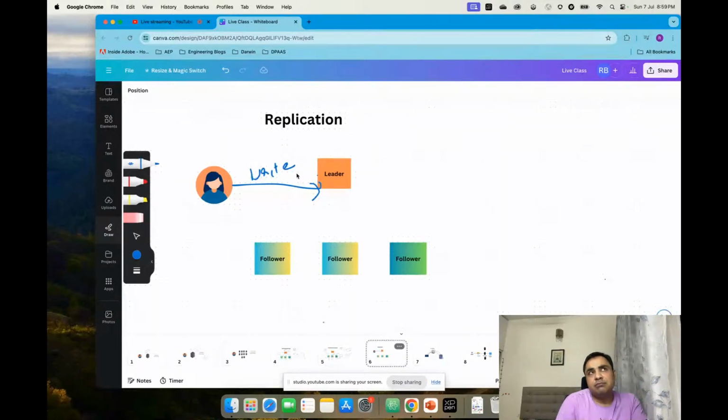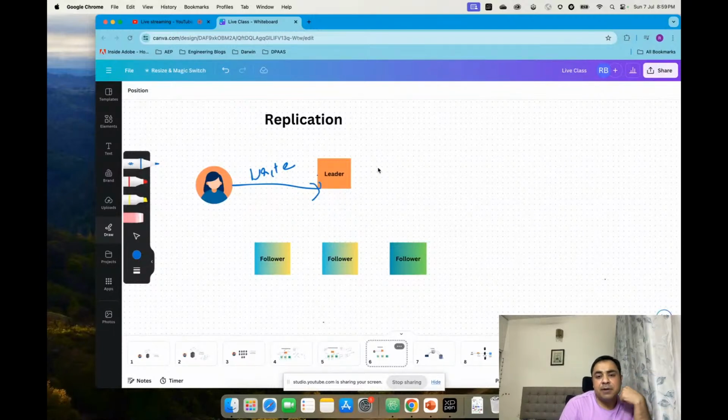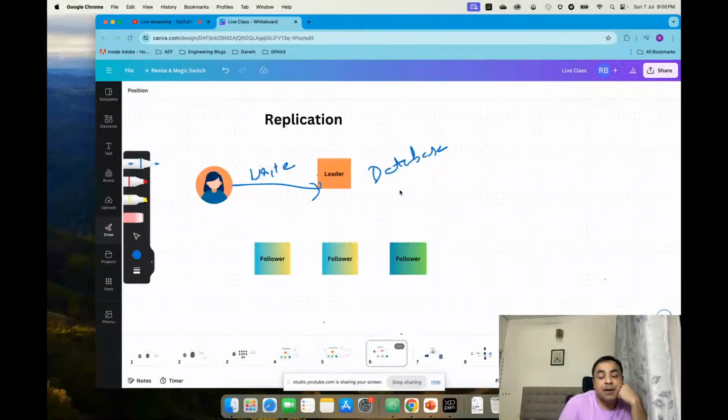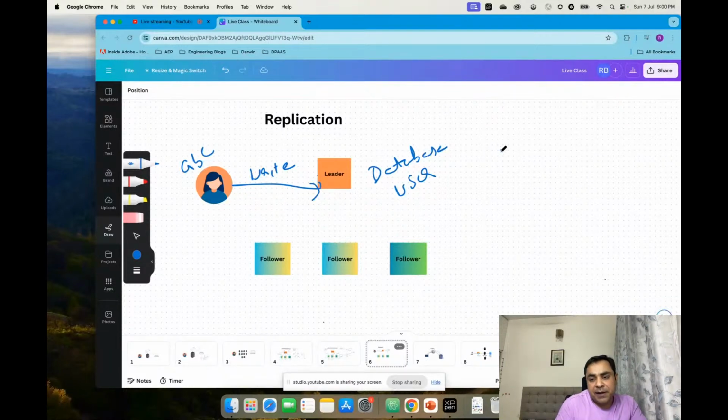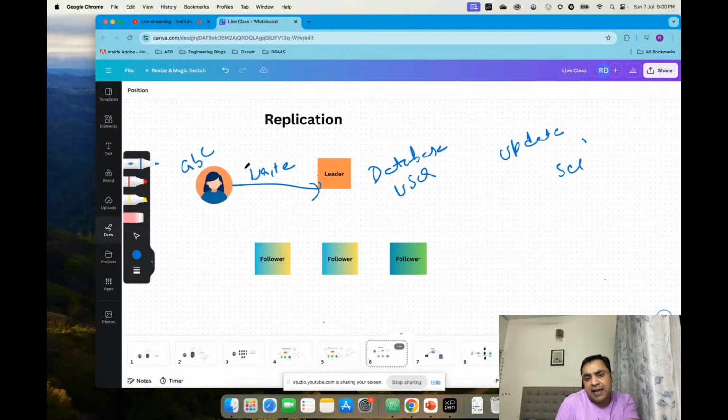In terms of the write, at the backend there would be some databases. In the database, a table would be there, something like user. In user, a particular user, let's say ABC, is there, and has changed its profile pic. So something like an update command would be sent at the backend: update set profile ID equal to new URL where user ID is equal to ABC. Something like that will go to the backend, but the write would be happening at the leader level.